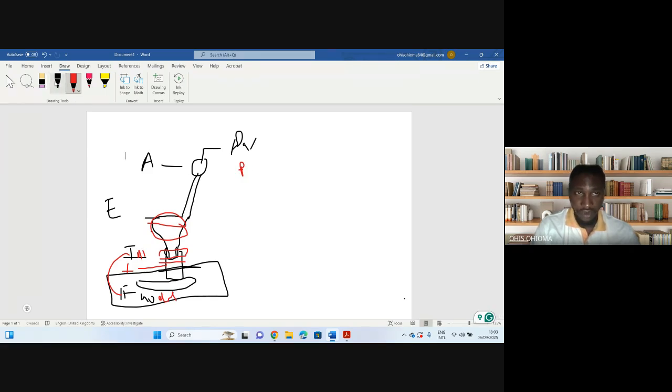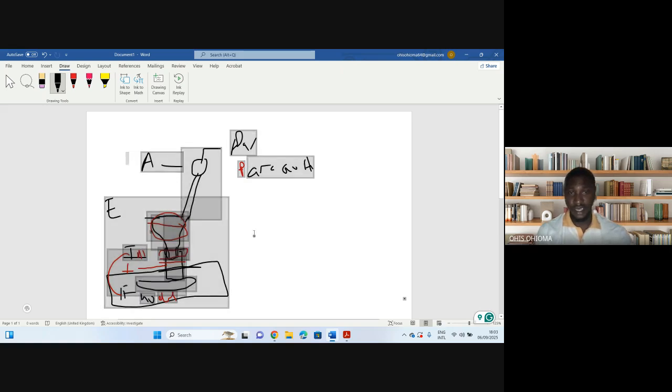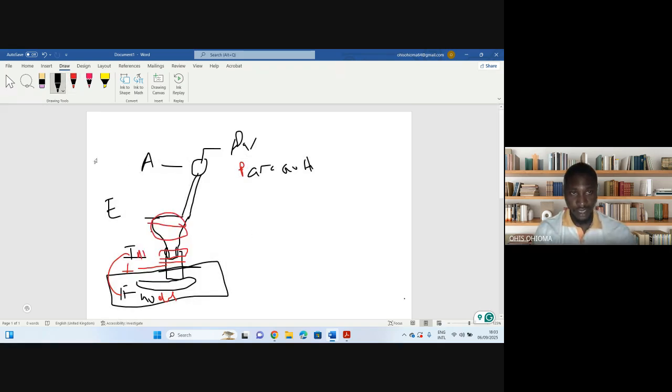The way to remember the lymphatic channels, right? The E is the external iliac. So this is the external iliac node.